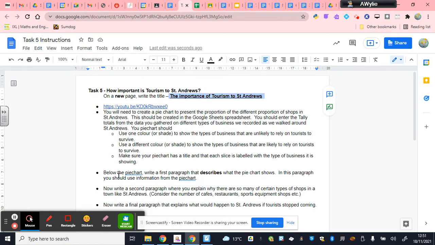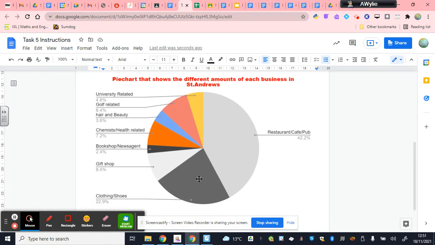Well, the first task asks you to, below the pie chart, write a first paragraph that describes what the pie chart shows. In this paragraph, you should use information from the pie chart. Now, I'm going to give you an idea about what you should be writing, and then you're going to pause the video and write my suggestions, or write whatever you write should be based on what your pie chart shows. So let's have a look at my imaginary pie chart.